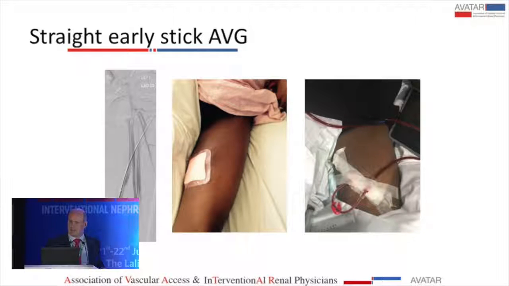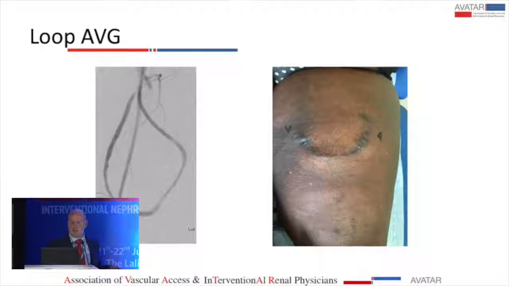Although they're called early stick grafts, I tend to let them settle in if it's possible. Even though they're early stick, they still get hematomas around them if they're not handled perfectly. So normally I leave it a couple of weeks before we cannulate this, but we've cannulated from the recovery bay on occasions. This is your standard loop.